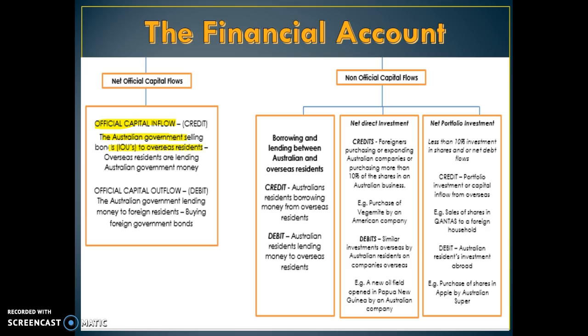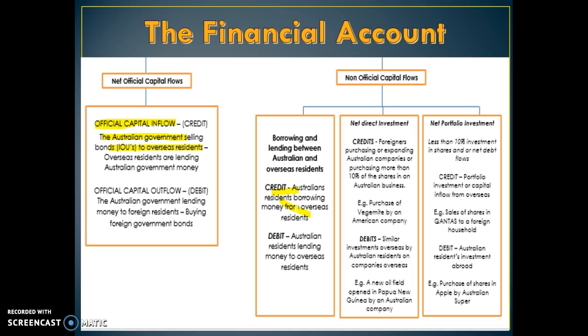Non-official borrowing is related to Australian residents and banks borrowing money. So credits would be when Australian residents borrow money from overseas residents. That would be new businesses borrowing money, or households buying a house and the bank borrowing money from overseas. And a debit would be Australian residents lending money to overseas residents.